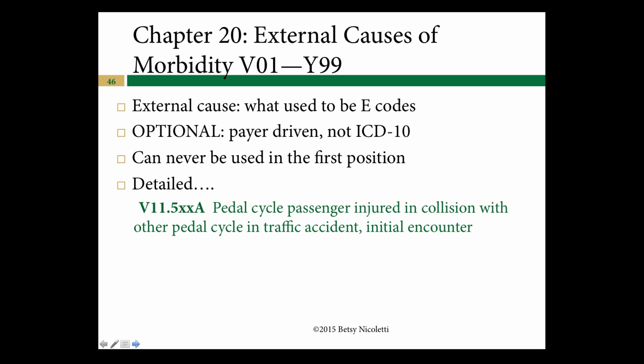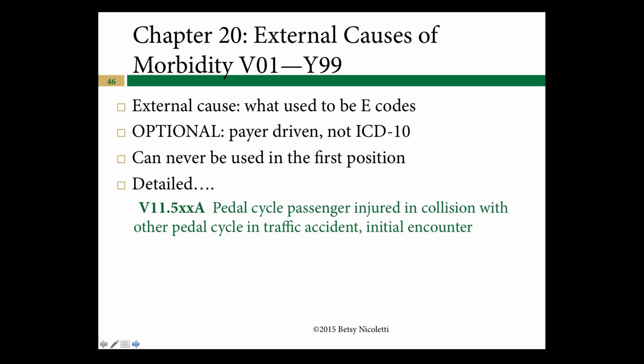V11.5XXA. So here we had a code that was only 4 characters long, but I needed a 7th character extender for it because we use the 7th character extenders on the external cause codes, not just on the injury code. So we have 2 placeholder codes and then the A. But look at the description of it: pedal cycle passenger injured in collision with other pedal cycle in traffic accident, initial encounter.